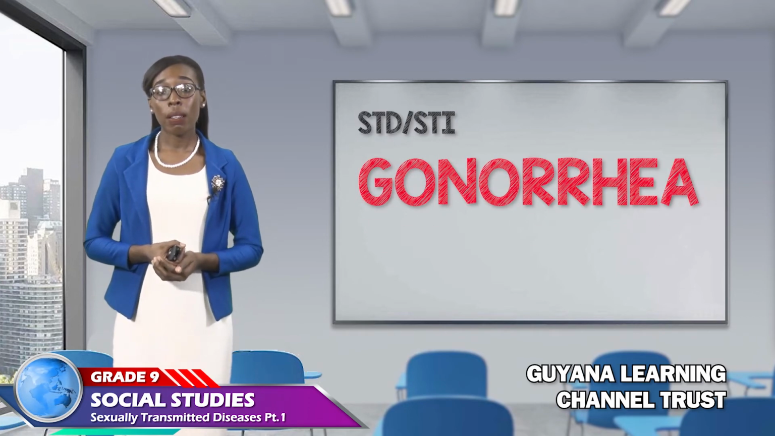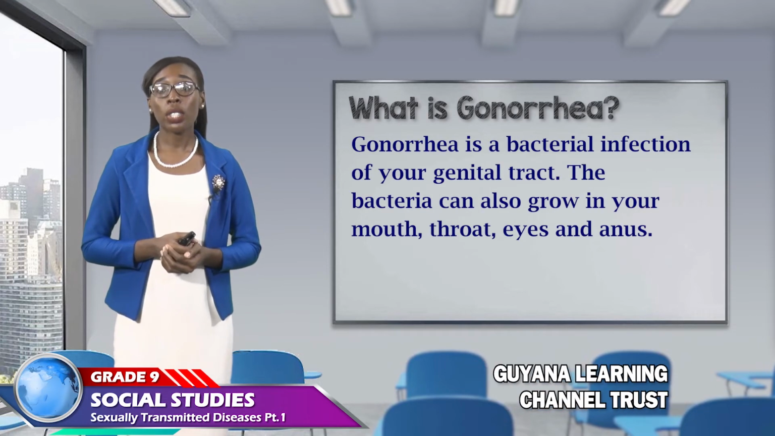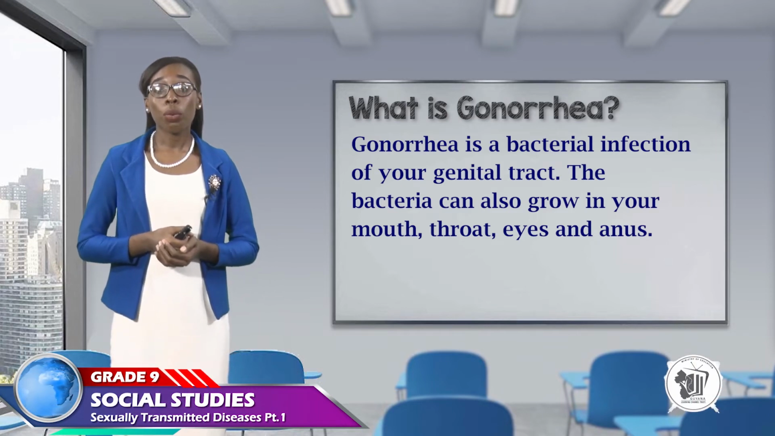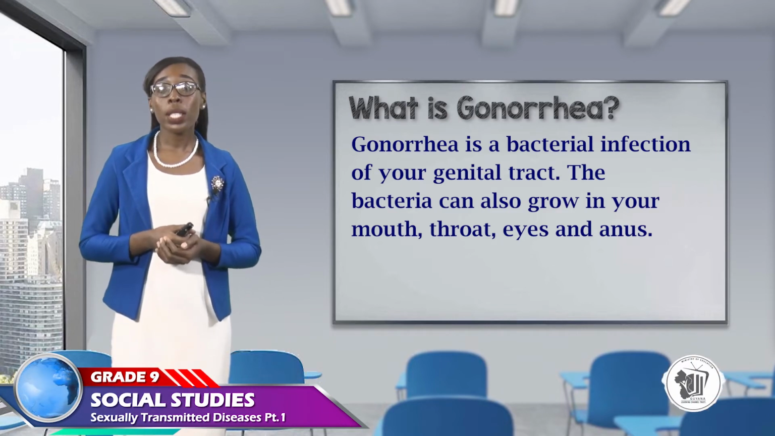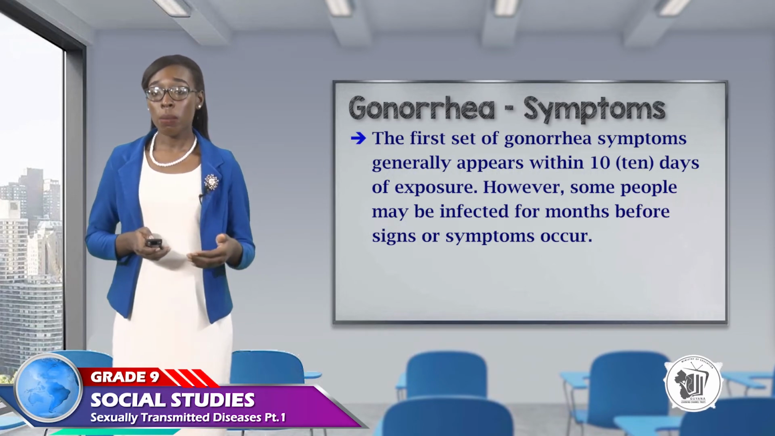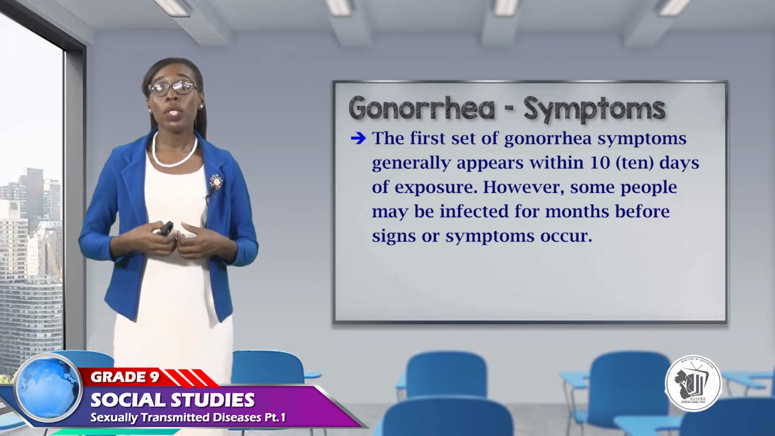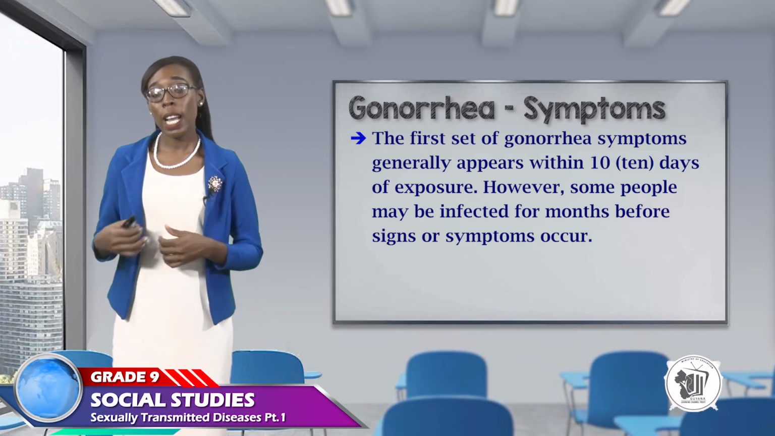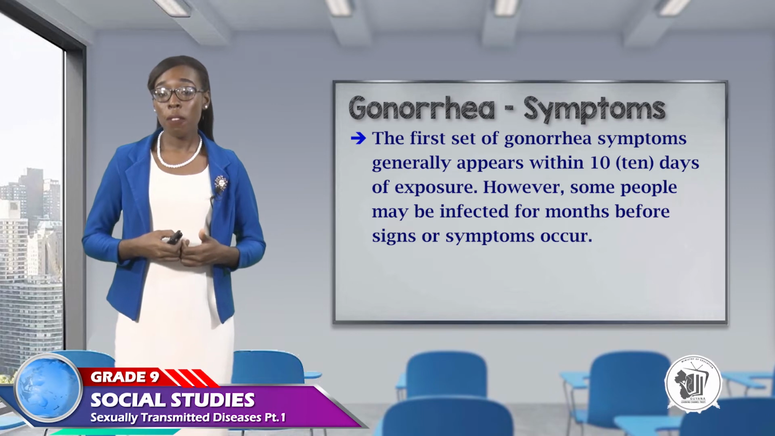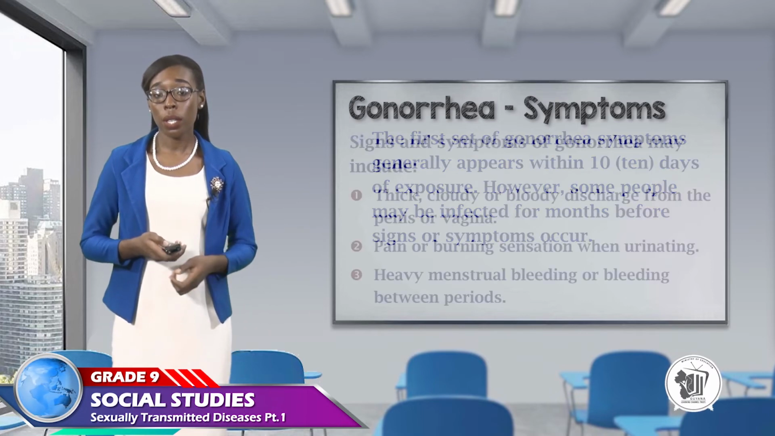So now that we have an understanding of the HIV infection, we will move on to understanding gonorrhea. Gonorrhea is a bacterial infection of your genital tract. The bacteria can also grow in the mouth, throat, eyes, and anus. The symptoms of gonorrhea: the first gonorrhea symptom generally appears within 10 days after exposure. However, some people may be infected for months before any signs or symptoms occur.